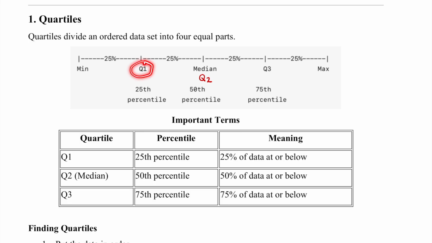Q1 corresponds to the 25th percentile. That means about 25% of the data are at or below Q1. Q2, or the median, corresponds to the 50th percentile. That means about half of the data are at or below the median. Q3 corresponds to the 75th percentile. That means about 75% of the data are at or below Q3.